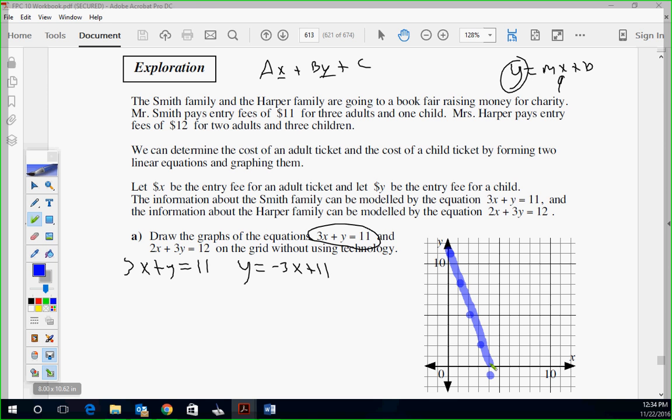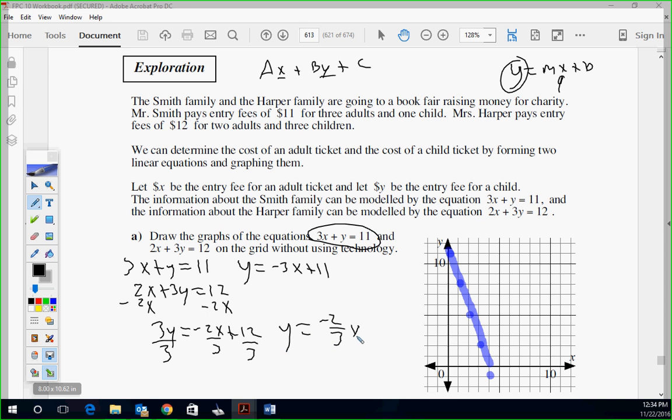Okay, next one. So we're doing the Harper family. 2x plus 3y equals 12. So we're going to minus the 2x. 3y equals negative 2x plus 12. Divide by 3. I'll stop here in a second so you guys can look at it. Negative 2/3 x plus 4.